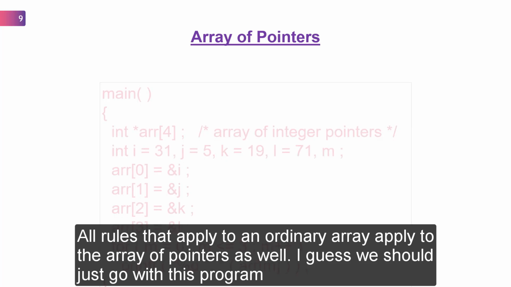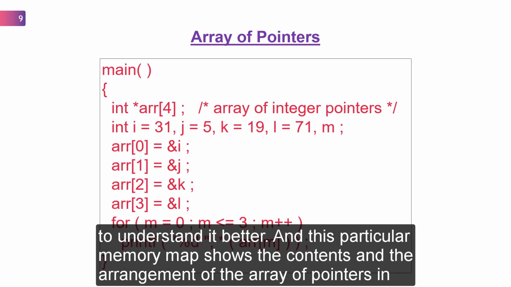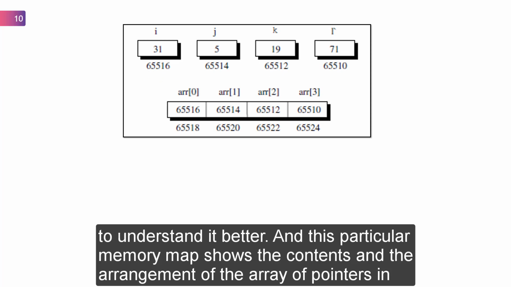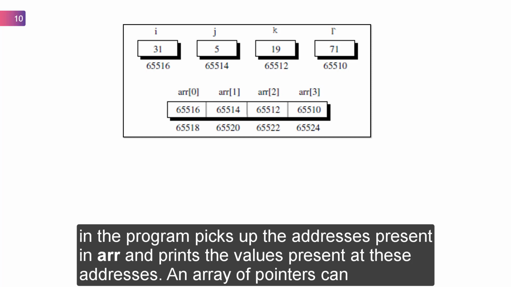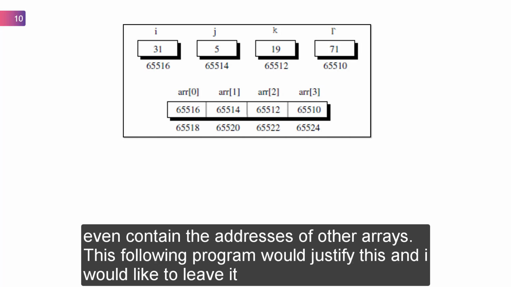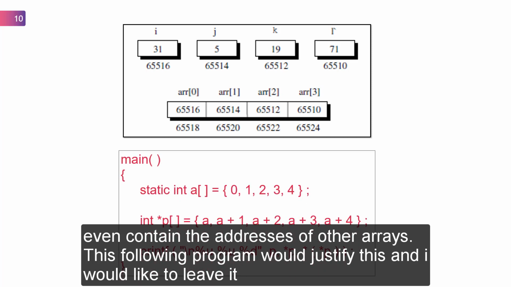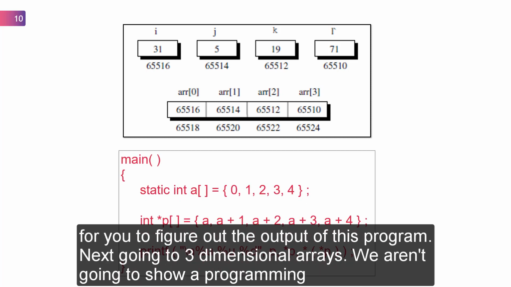I guess we should just go with this program to understand it better. And this particular memory map shows the contents and arrangement of the array of pointers in memory. As you can observe, ARR contains addresses of the isolated int variables I, J, K, and L. The for loop in the program picks up the addresses present in ARR and prints the values present in these addresses. An array of pointers can even contain the addresses of other arrays. The following program would justify this. And I would like to leave it for you to figure out the output of this program.